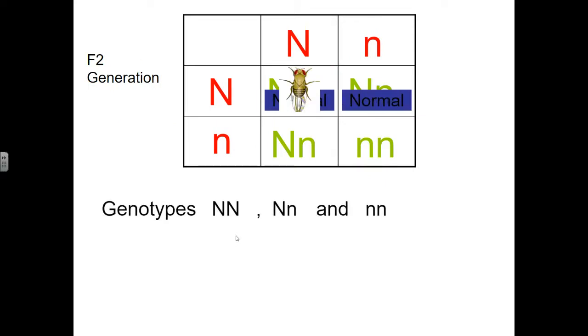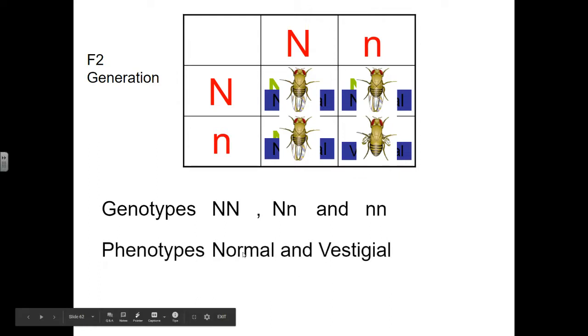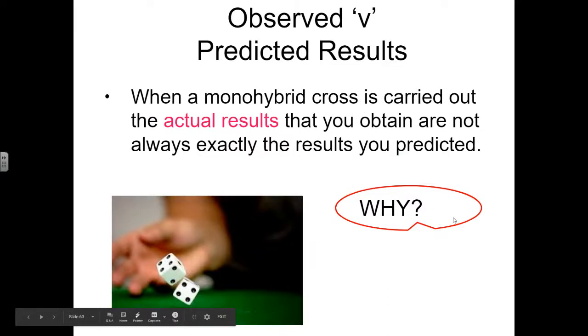This is showing normal phenotype, normal phenotype, normal phenotype, vestigial. So the genotypes are here, and these would be the phenotypes for them. It's a 3-to-1 ratio. Quite often they will ask you what the ratio is. That's not necessarily what would happen.